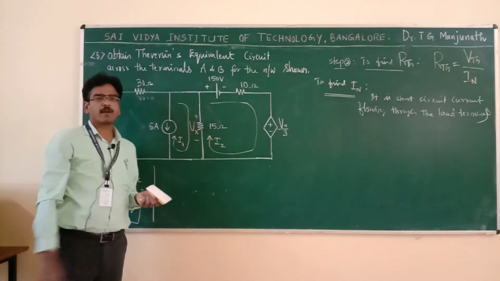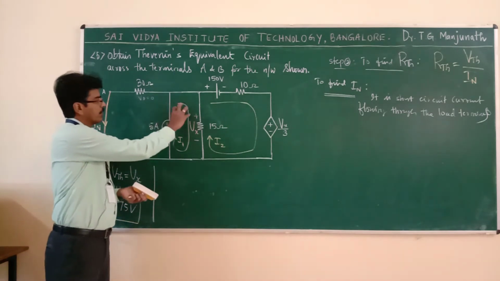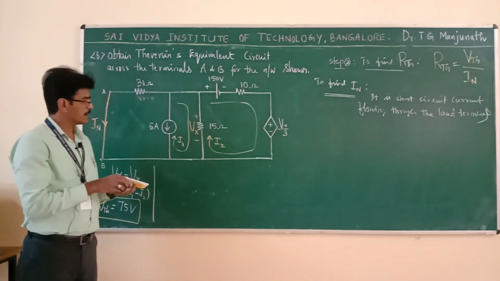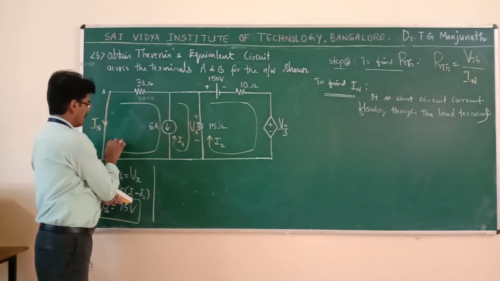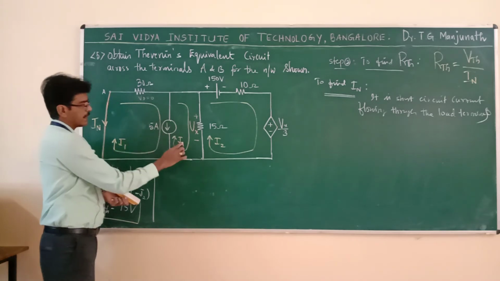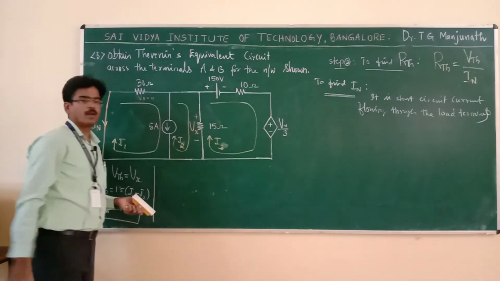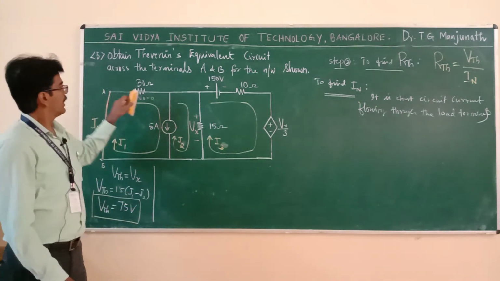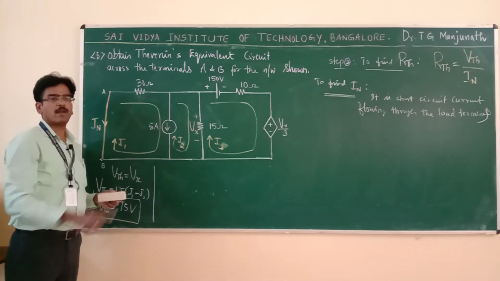Now again, if I want to solve this problem by mesh analysis, I have 3 meshes. Therefore, let us solve by mesh analysis. So, take this mesh current as I1, then this becomes I2, and this becomes I3. Now, you have 3 mesh currents. Again, if I solve for I1, then I will get the value of IN.